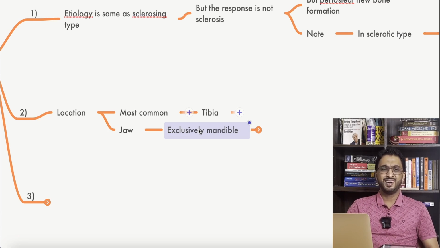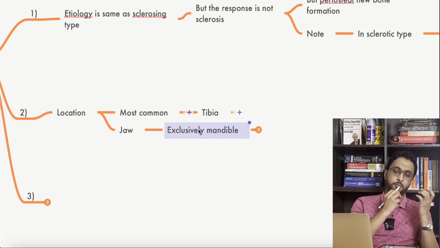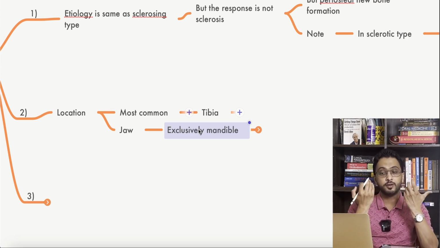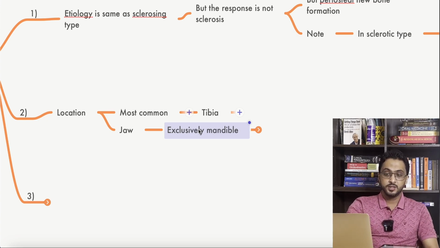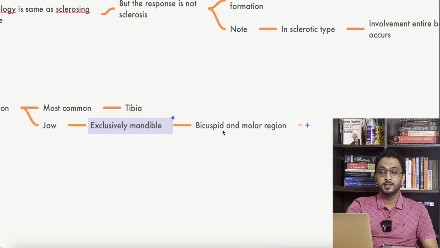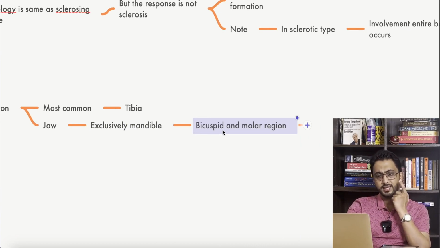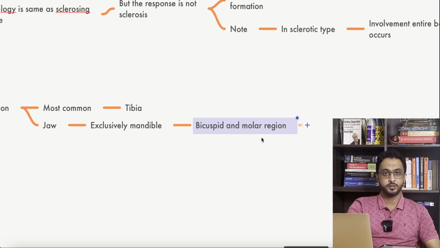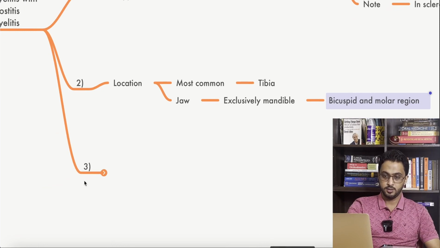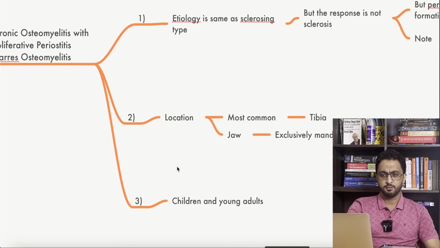The problem why osteomyelitis is happening is that there is compromised blood supply, and even the destruction in osteomyelitis is due to compromised blood supply. Maxilla has got a very good blood supply. So it's exclusively in mandible, and unlike the focal sclerosing, which was purely on the molar, it can even extend into the bicuspid region, that means the premolar region. And yes, children and young adults is the same thing. Young.